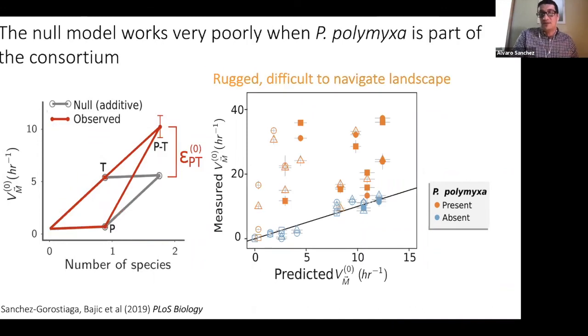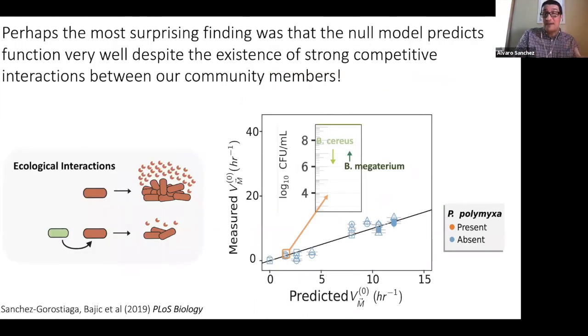When polymyxa is part of the consortia, however, you do see perhaps what we would have expected. This is a much more ragged landscape where you see deviations from the prediction of the additive model, right? So we see the equivalent of epistasis at the functional level. And that is despite the fact that when we actually looked into whether there were ecological interactions, we found that there were. These bacteria were competing with one another and affecting each other's growth. B. cereus and B. megaterium, which is one of these two points over here, do grow differently in co-culture than they do separately.